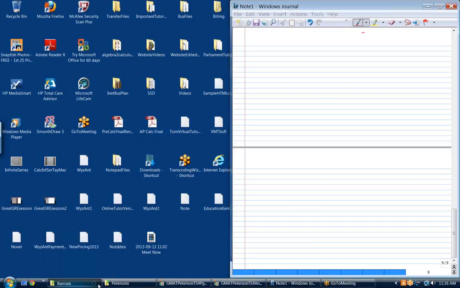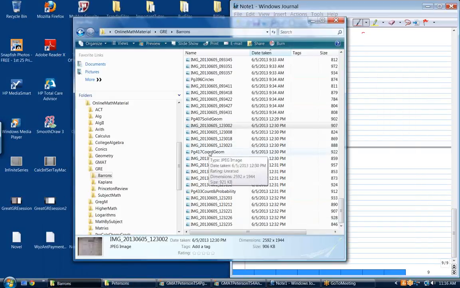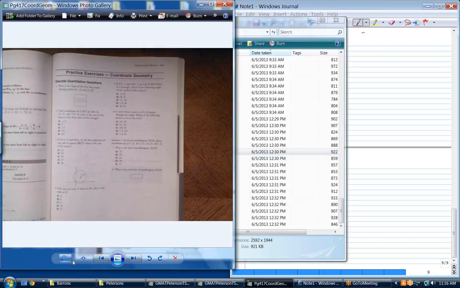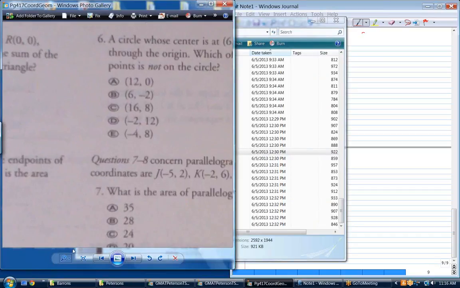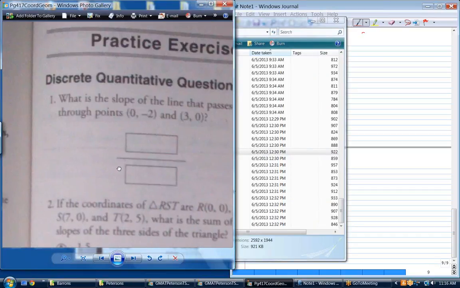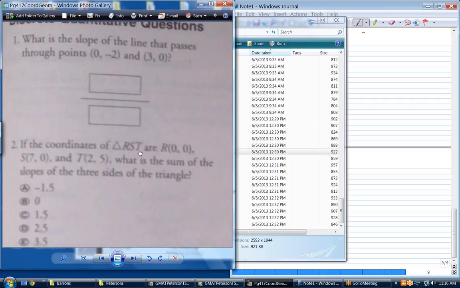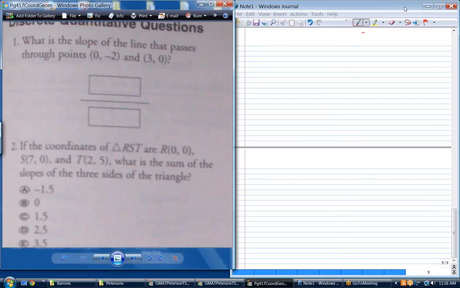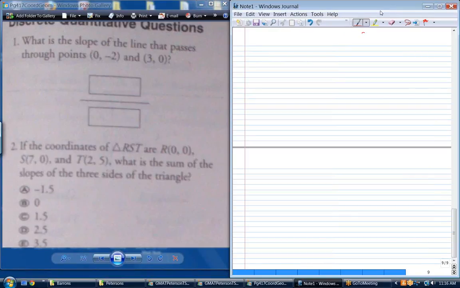So let's go to coordinate geometry. Coordinate geometry is XY. It's the whole thing with the slope. And if there's one thing you need to know how to do, it's calculate the slope that goes between 2 points. So let's go ahead. That is y2 minus y1 divided by x2 minus x1.